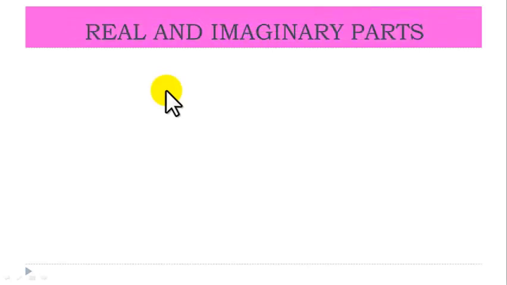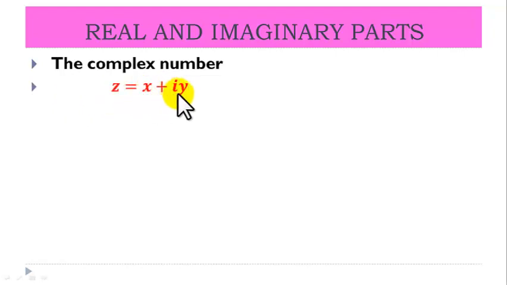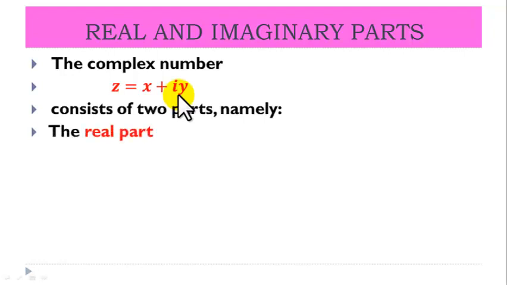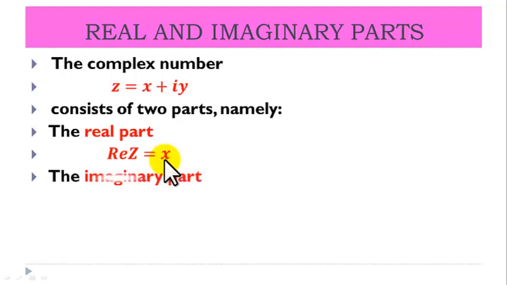The real and imaginary part of a complex number. The complex number z equal to x plus iy consists of two parts, namely the real part, written as real part of z equal to x, and the imaginary part, written as imaginary part of z equal to iy.